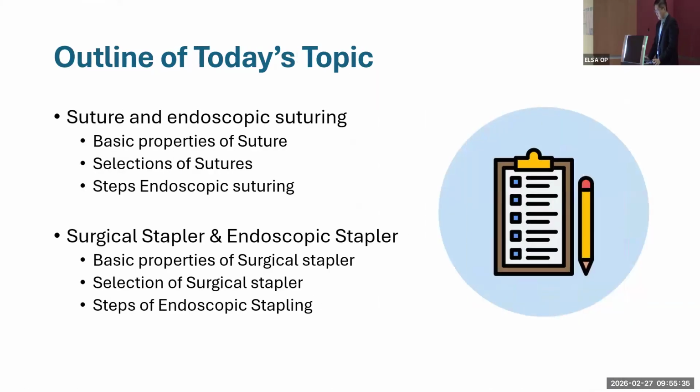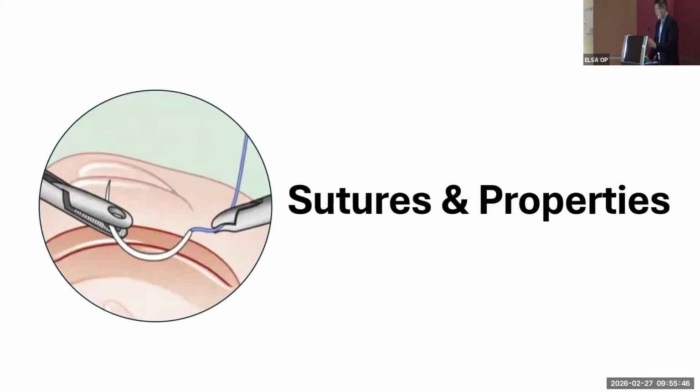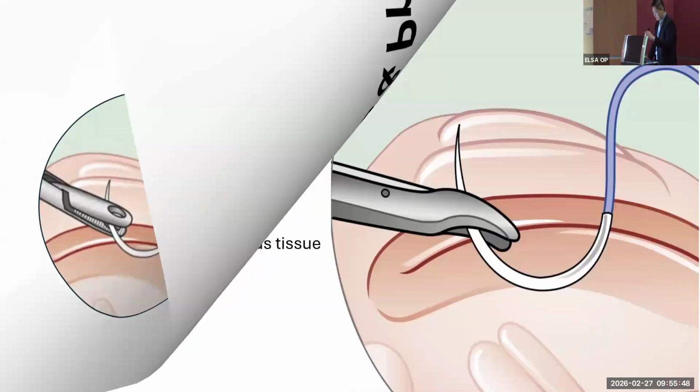So today, this is the outline of the topic. Basically, we're going to talk about sutures, staplers, and basic properties, followed by the selections, then the steps for it. So let's talk about suture and properties first.